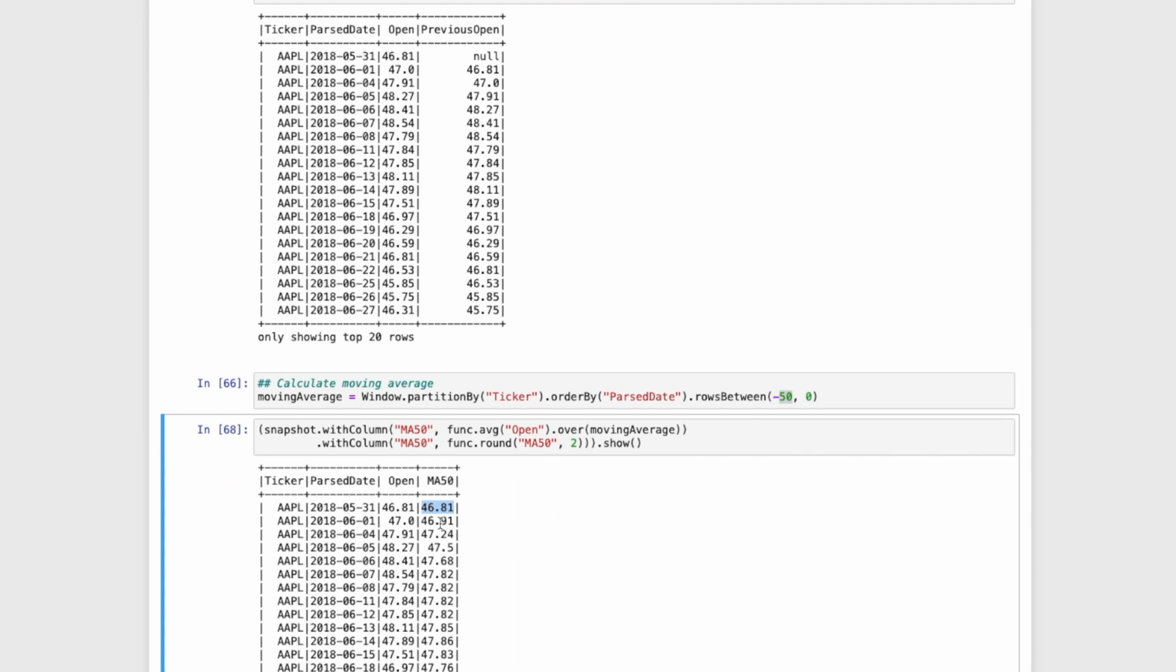So what you'll have to do over here is specify null if you don't have the data that far back. Otherwise, let's say an IPO is listed today, you're not going to have the last 50 days' worth of data.